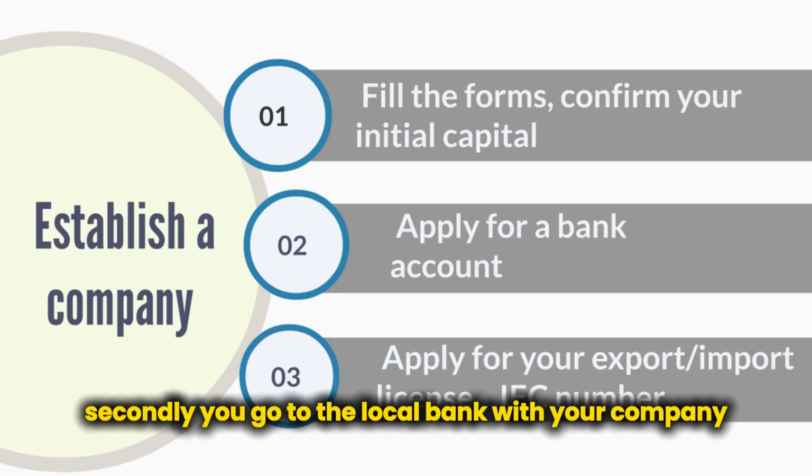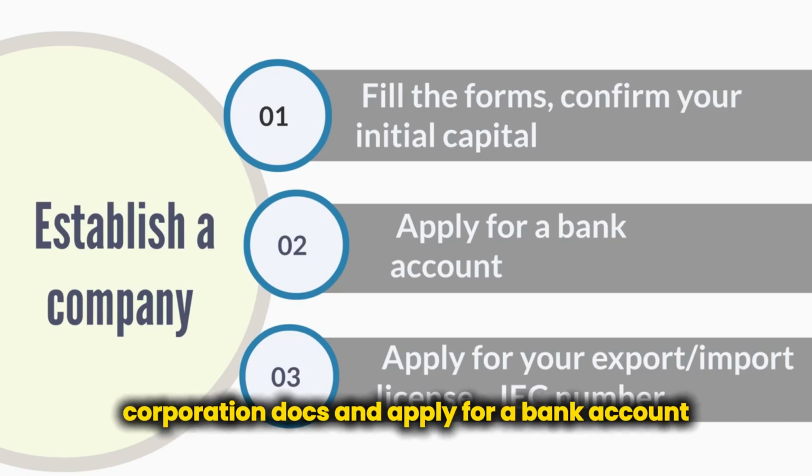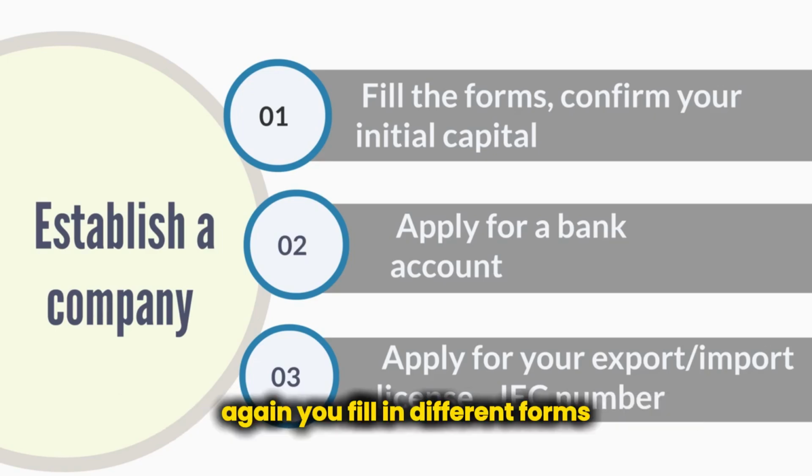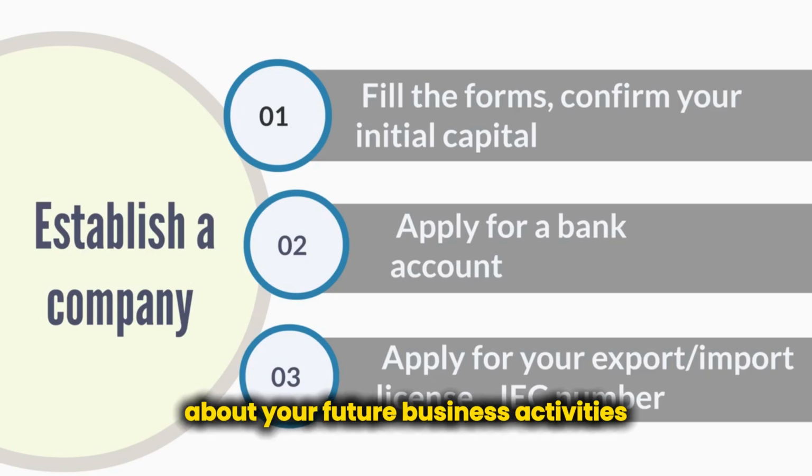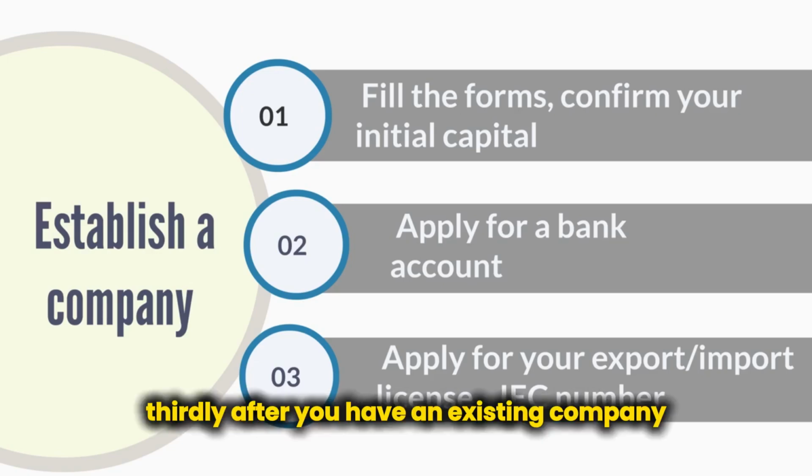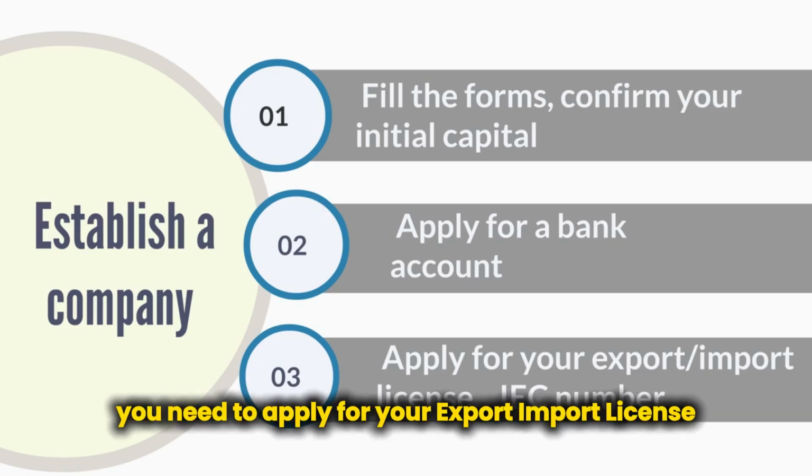Secondly, you go to the local bank with your company corporation docs and apply for a bank account. Again, you fill in different forms and answer the banker's questions about your future business activities. Thirdly, after you have an existing company with the bank account, you need to apply for your export-import license.